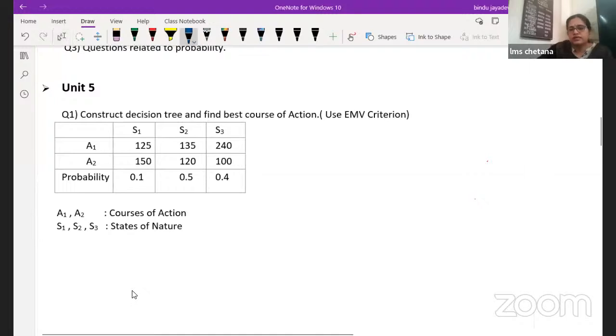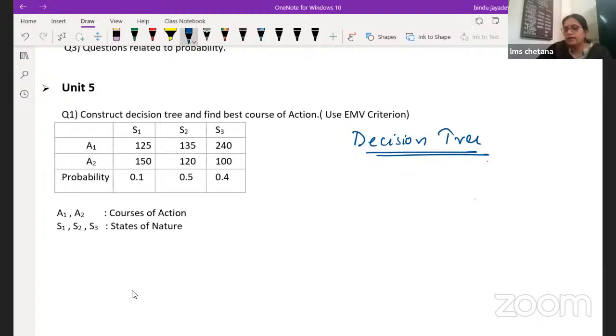You want to construct a decision tree. Decision tree. This is a 6 marks question. Decision tree is a 6 marks question. Clear? All of you ready? Can we start?